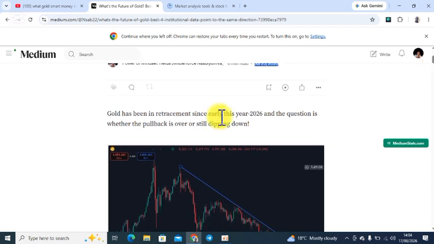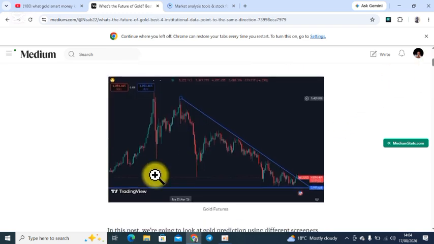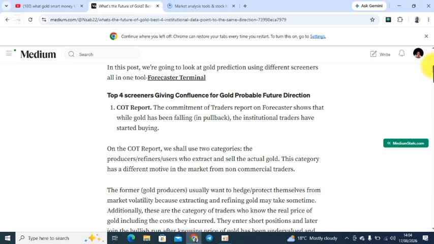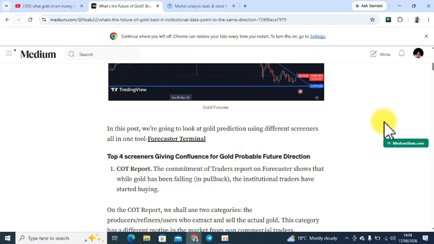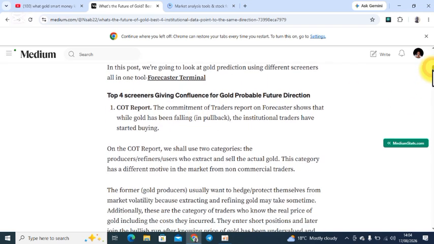And I was asking myself, since gold has been in retracement since early this year, 2026, and the question is whether the pullback is over or still dipping down. I pulled up a TradingView chart about gold futures, and it was just like this during that time. And when I looked at these 4 screeners, I'm going to show you real fast.